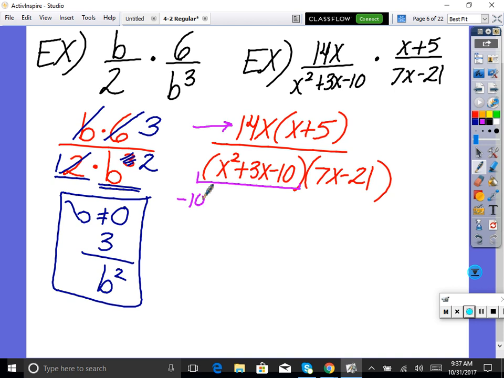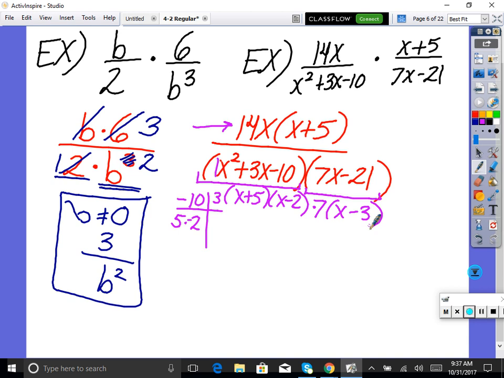Well, what multiplies to be negative 10 and adds up to be 3? Very good, negative 2 and 5. And we can quick factor. So this piece factors to be x plus 5 and x minus 2. Let's factor out a what here? A 7. Now we're ignoring this for a minute. We're just focusing on this and factoring it. So we have times 7 and then x minus 3.